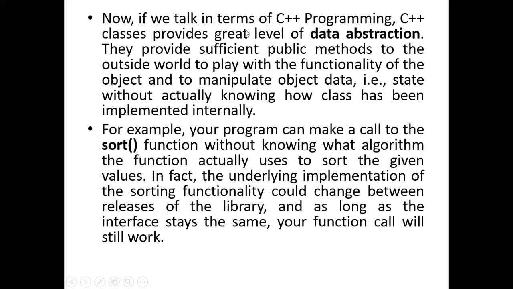Now, in terms of C++ programming, a class provides a great level of data abstraction. We know this because the class provides public, private, and protected. They provide sufficient public methods to the outside world to play with the functionality. So you can access information, you can search information, you can manipulate the objects.